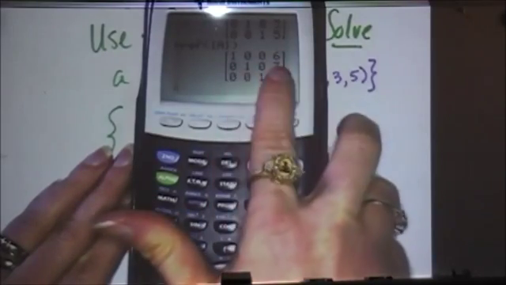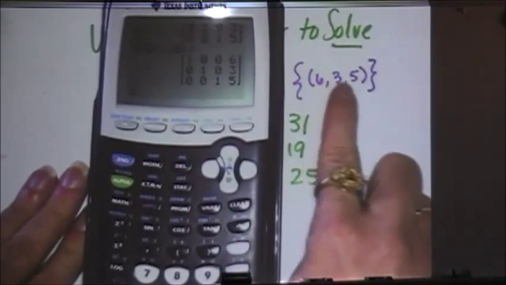X is 6, Y is 3, and Z is 5. So again, there's my ordered triple.